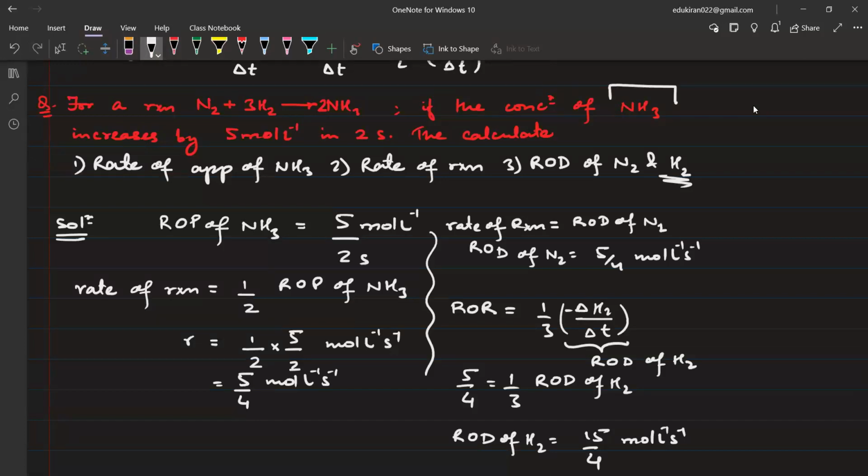Why? Because they told me it is increasing by this much and this much. But they are not asking about the concentration of H2. They are asking about the ROD of N2 and H2, so I will talk in terms of ROD only. I don't need to write this whole thing, and this will come with practice. I'm not saying that you should write it like this only, but you should be able to identify what is ROD of H2 in this whole equation.